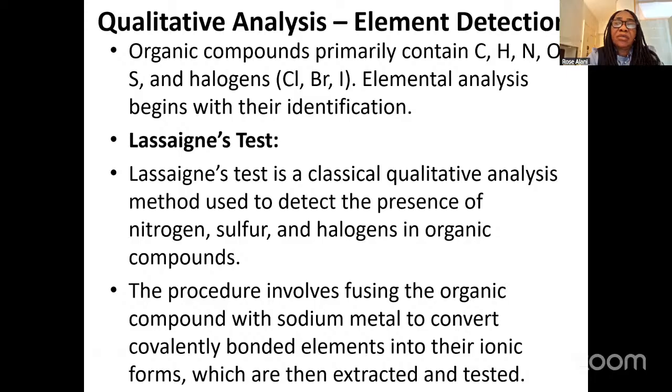Elemental analysis begins with identification, and for this identification we use Lassaigne's test, which is a classical qualitative analysis method used to detect the presence of nitrogen, sulfur, and halogens in organic compounds. The procedure involves fusing the organic compound with sodium metal to convert covalently bonded elements into their ionic forms, which are then extracted and tested.